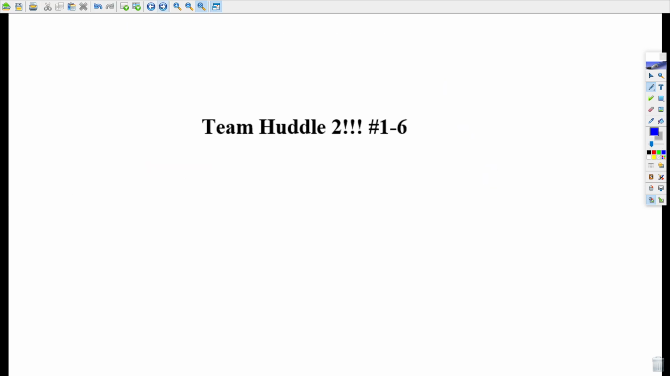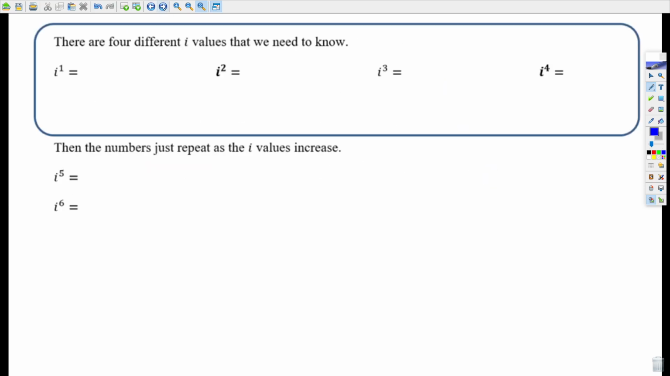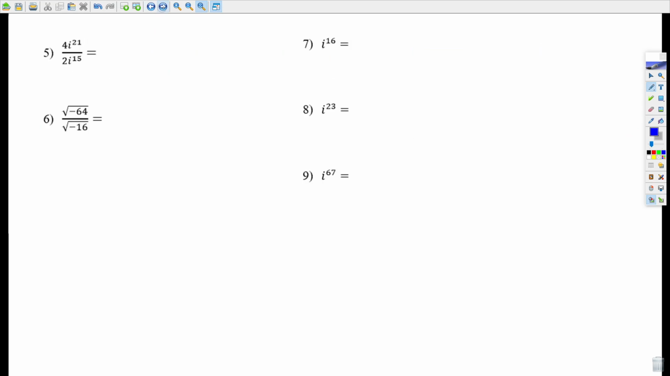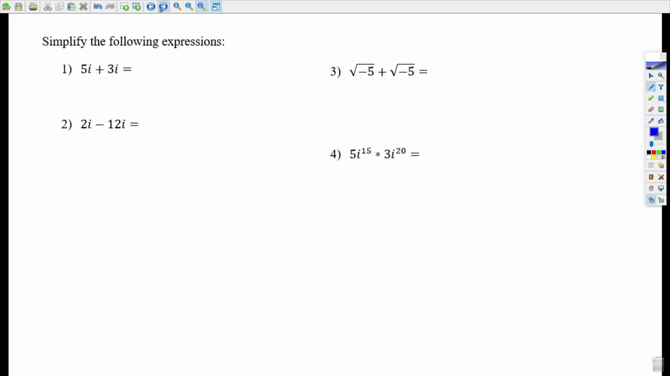Again, just treat it like a variable. So then there's some team huddle. But we're actually almost done. I just have to go over this last part here, which might take a little bit, and we have to fill in some of the blanks. That should be everything.